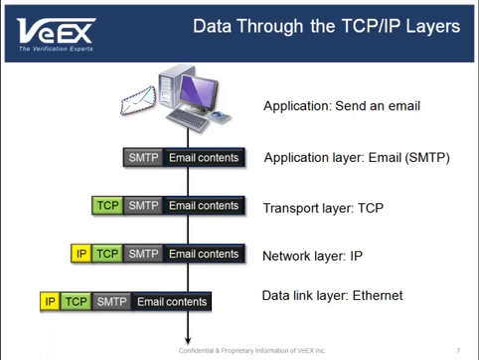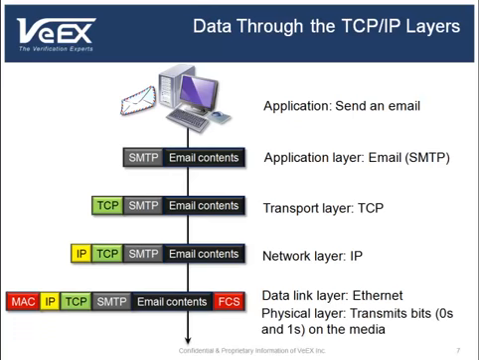On the data link layer, Ethernet Media Access Control, or Ethernet MAC, adds hardware address information and an error verification mechanism, which is the frame check sequence, or FCS. On the physical layer, Ethernet 802.3 formats the data bits so that they can be transmitted on the physical media, which is either wire or fiber.